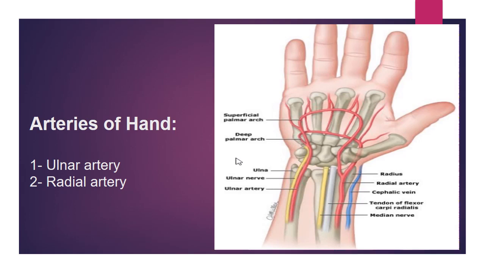Radial and ulnar arteries are responsible for blood supply of all the muscles, bones and joints of the hand either through their direct branches or through these arches. Let's talk about their courses and branches in detail one by one.